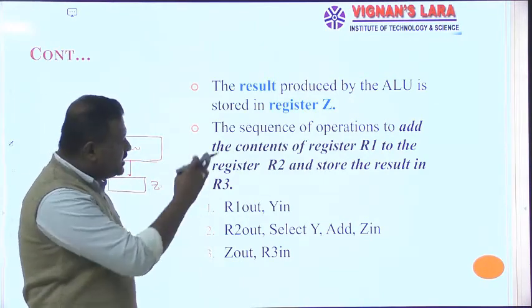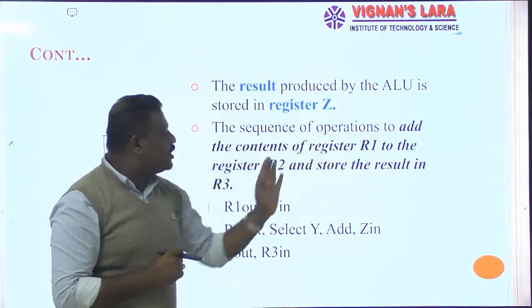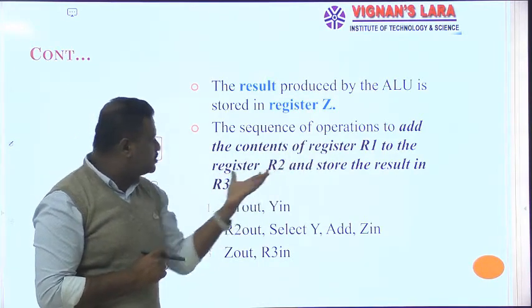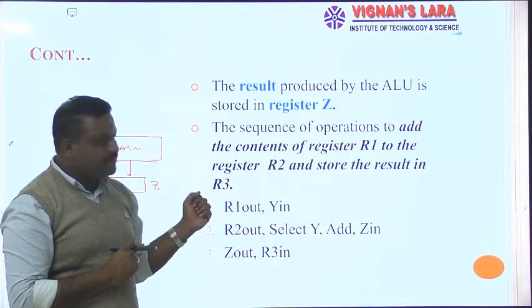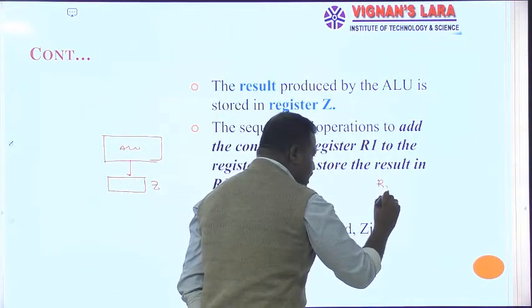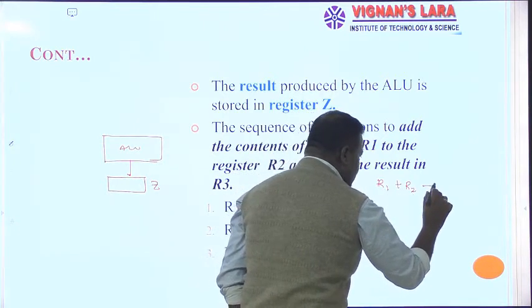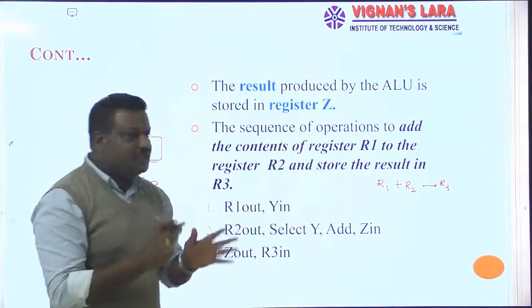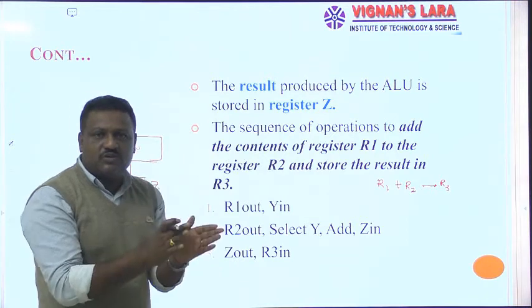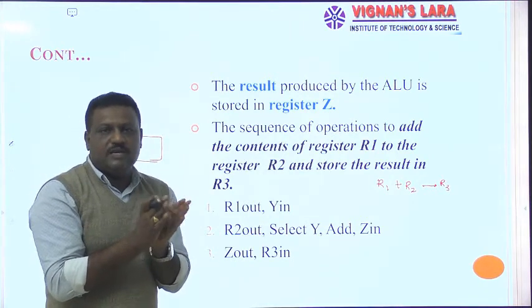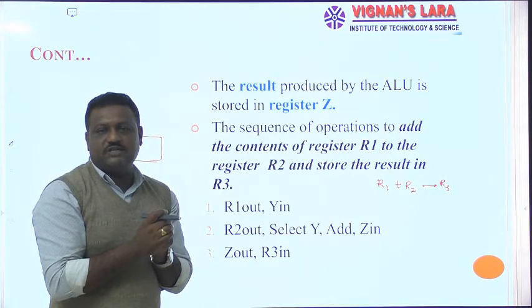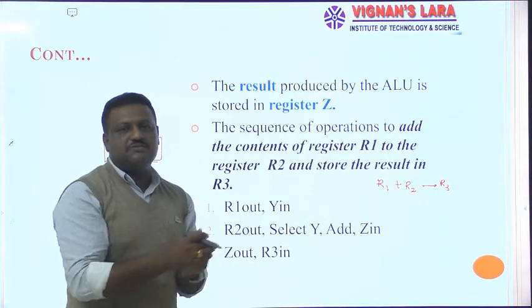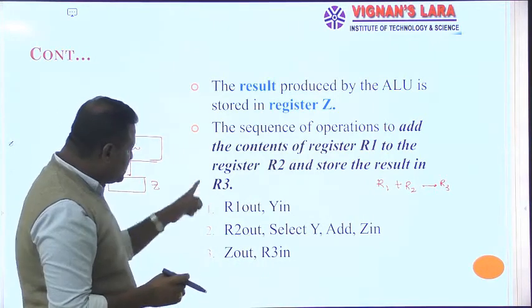For a better understanding, I took a small example here. A sequence of operations to add the contents of register R1 to register R2 and store the result in register R3. That means here my operation is that R1 content is added to R2 and the final result goes to R3. In order to do this simple addition, what is the sequence of operations going on in my system? To do this addition, R1 content is added to R2, the result goes to R3. So these are the sequence of operations.